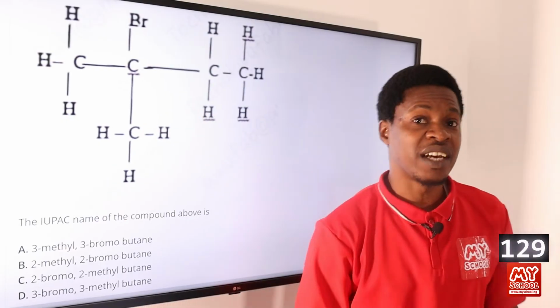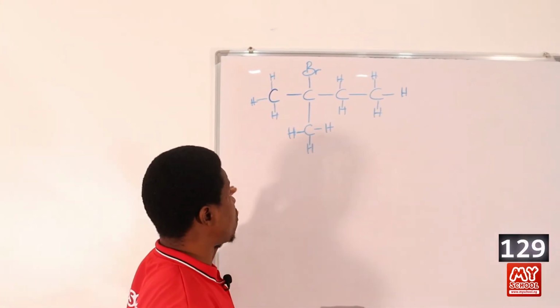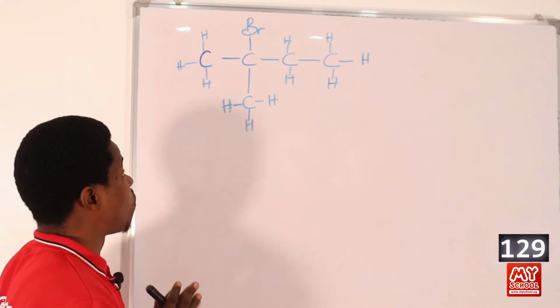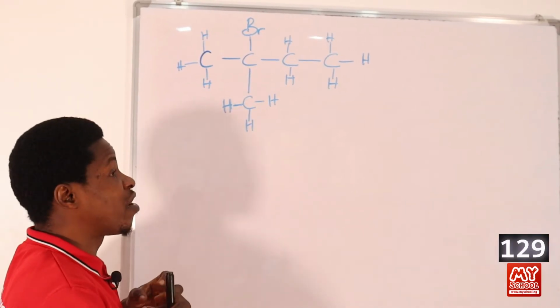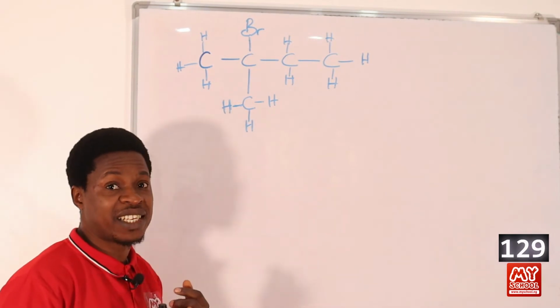Let's look at the board so that we can see what happened. It has been drawn here. First of all, there's what we call the parent name. We want to find out what the parent name is. The parent name is the longest chain of carbon, and we have the alkane, the alkene, and the alkyne.